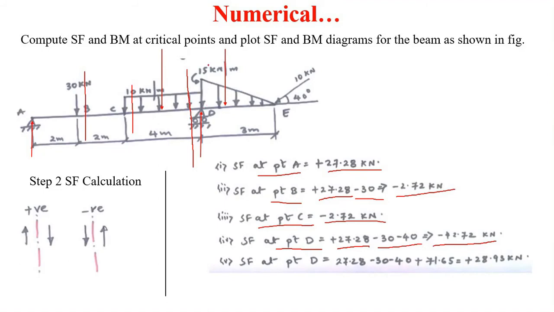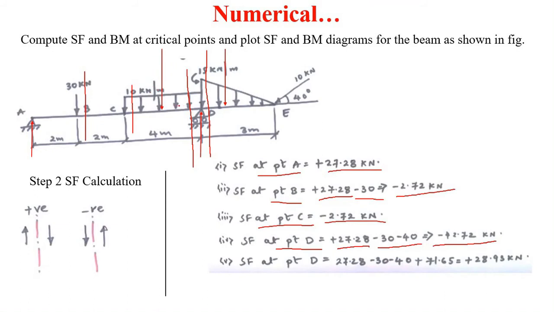Now after this we will take a section just at the right side of this D, and again we will calculate the shear forces. So the shear force at point D, when we take a section just at the right side of this D: at this condition this RA is going in the upward direction, as well as this RD here at point D, which is again in the upward direction. So this RA and RD will be positive, and this 30 kilonewton will be negative.